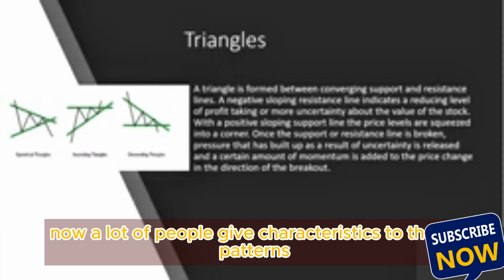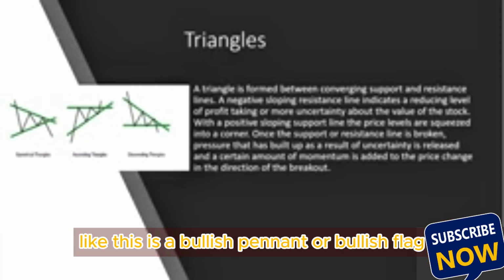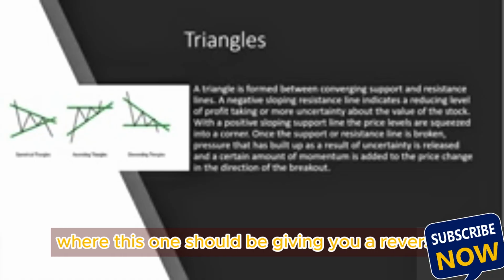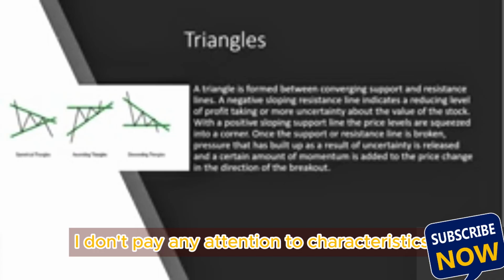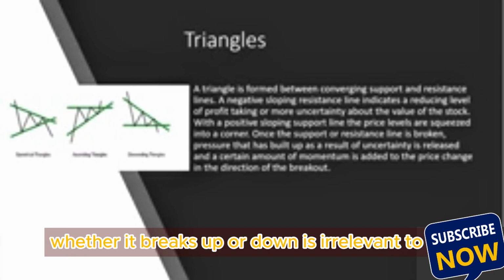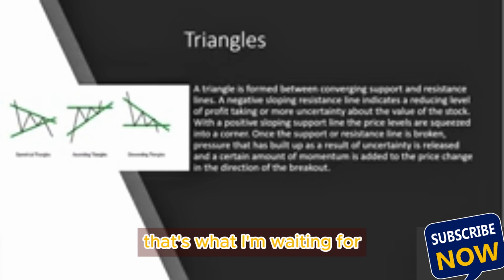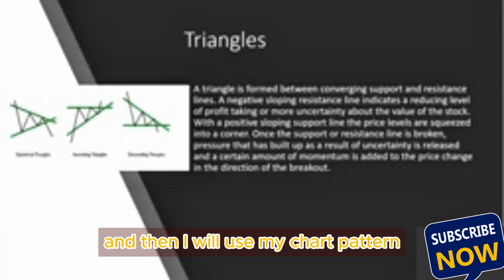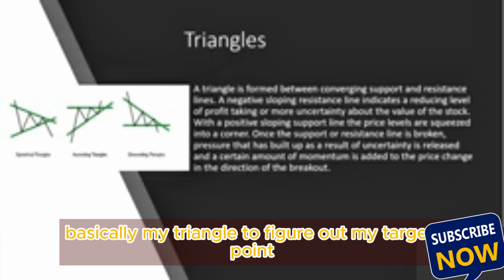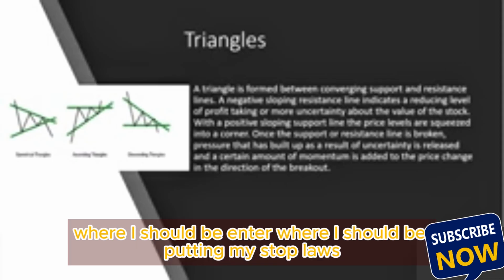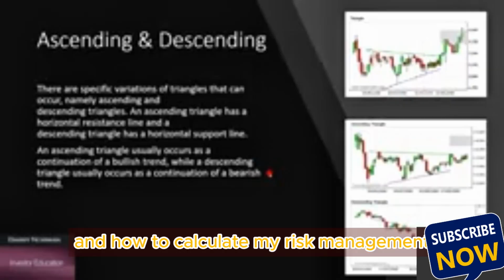Now, a lot of people give characteristics to these patterns. Like this is a bullish pennant or a bullish flag, and it should be telling you a continuation, where this one should be giving you a reversal. I don't pay any attention to characteristics. I want to see my chart pattern develop, and I'm going to wait for that breakout. Whether it breaks up or down is irrelevant to me. That's what I'm waiting for. I need that breakout. Then I need to confirm the breakout, and then I will use my chart pattern, basically my triangle, to figure out my target point, my entry, what price I should be entering, where I should be putting my stop loss, and how to calculate my risk management.